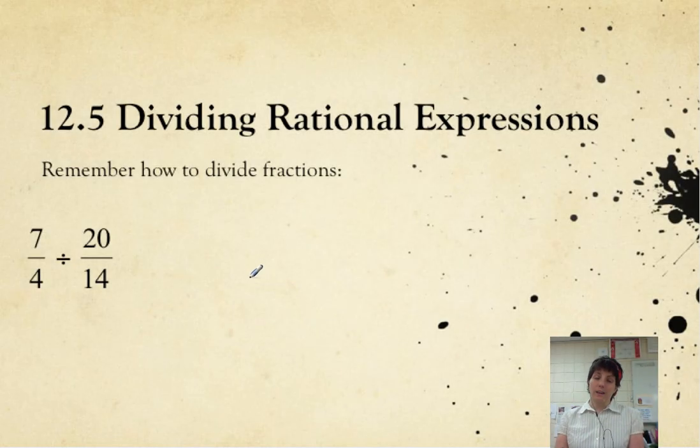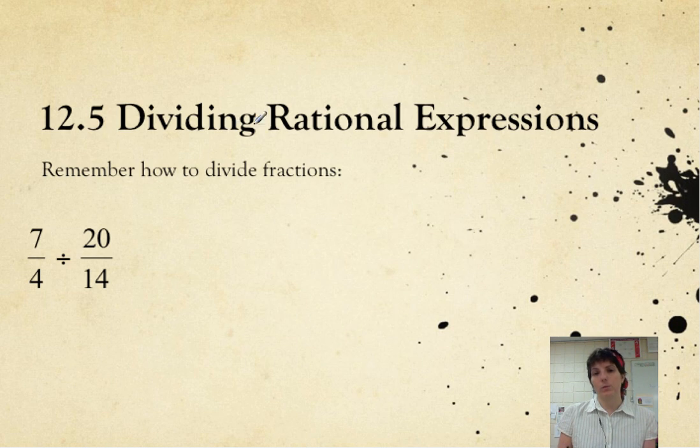All right, so let's do the second part of section 12.5. And the second part of 12.5 is over dividing rational expressions. So we start these the exact same way we've started all of the sections in this chapter, and let's just look at a fraction example.